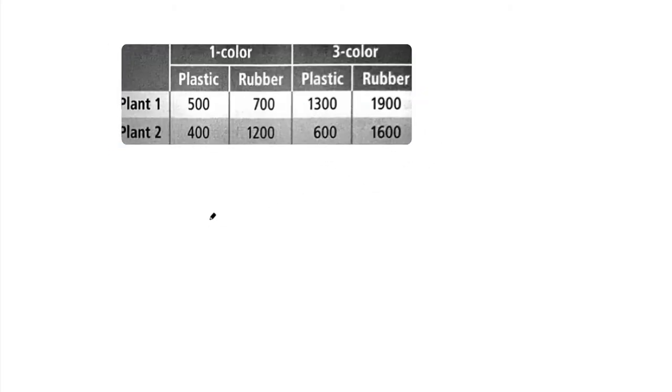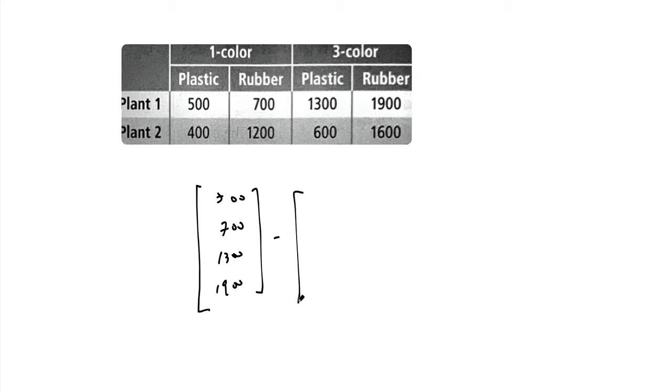Okay, so let's take a look at the number that's given to us. Right, this is a number that's given to us. And plant 1's output is this. Plant 2's output is this. So we can use a vertical matrix here to represent the output of the different shifts here. 500, 700, 1300, 1900s.